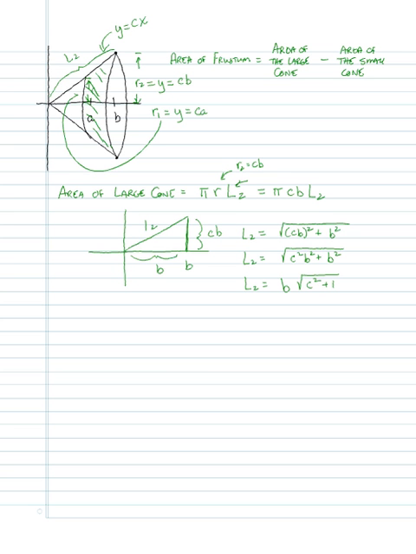So L sub 2 up here is really b times the square root of c squared plus 1. And so pi c b times L sub 2 gives us the area of the large cone: pi times c b squared times the square root of c squared plus 1.